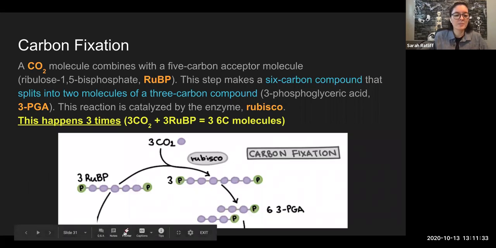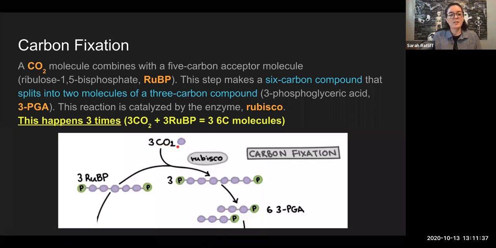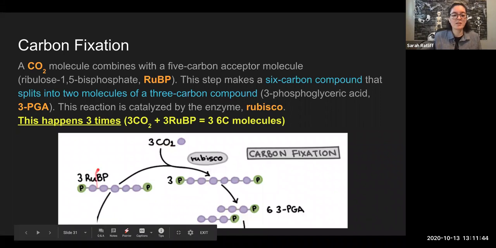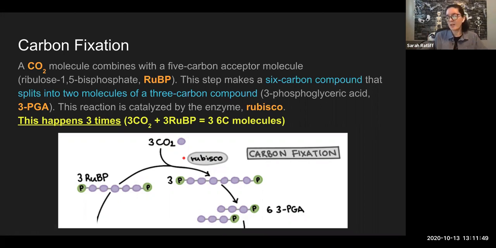Let me get my pointer. All right, so a CO2 molecule up here is going to combine with a 5-carbon molecule called RuBP. So over here, we have RuBP. It's coming into contact with a new CO2 molecule coming in from the atmosphere. And they're going to be catalyzed. Remember, enzymes are catalysts. They're going to be our workers. They're going to put those molecules together. That enzyme is called rubisco.